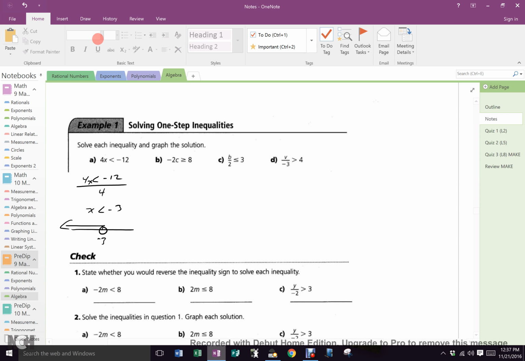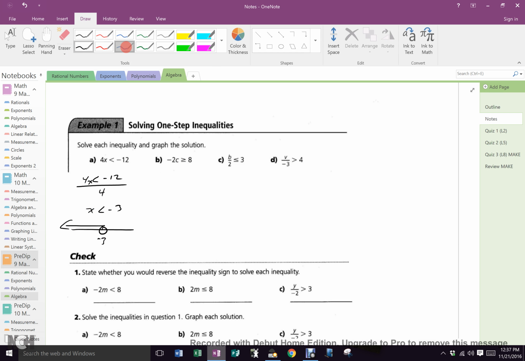What about this one? Divide by what? -2. So what does that get me? x and -4. What does it do to the sign? Flips it. What's the only number that matters? -4. Open or closed? Closed. And what direction? To the left.